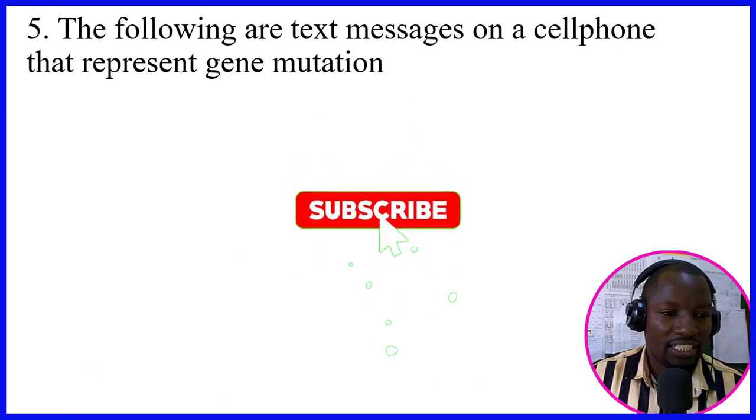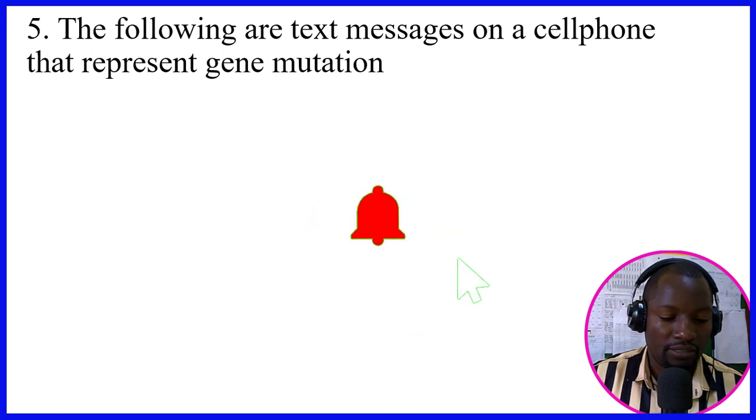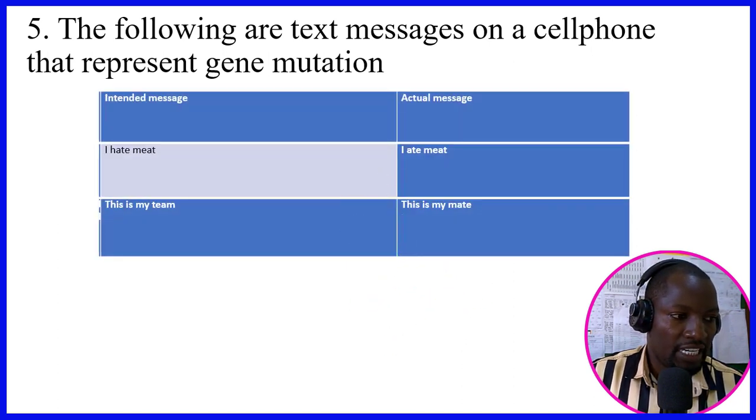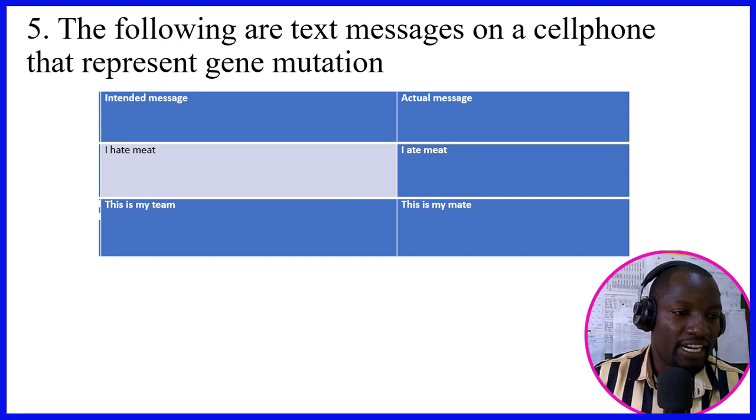The following are text messages on a cell phone that represent gene mutation. We have an intended message here, then the actual message here. The first statement was, "I hate meat," and the intended message was supposed to be, "I ate meat." The second one is, "this is my team," but the actual message is, "this is my mate."